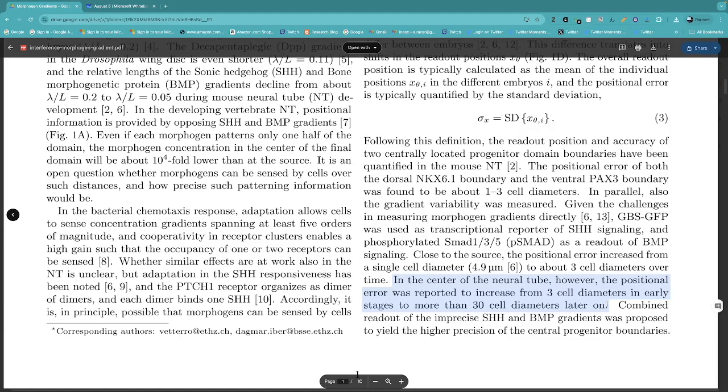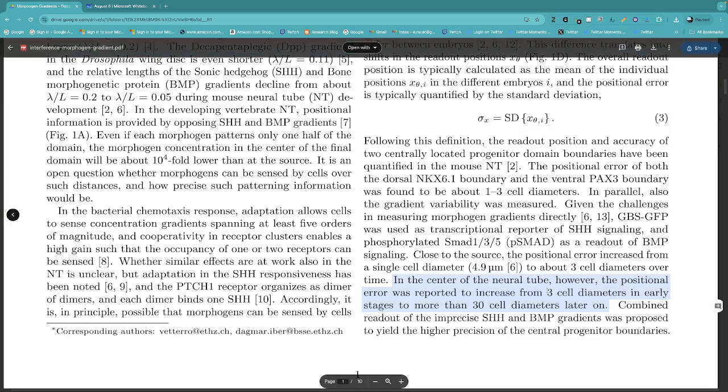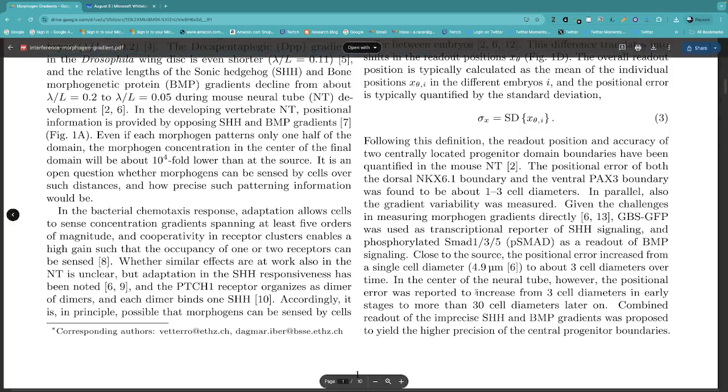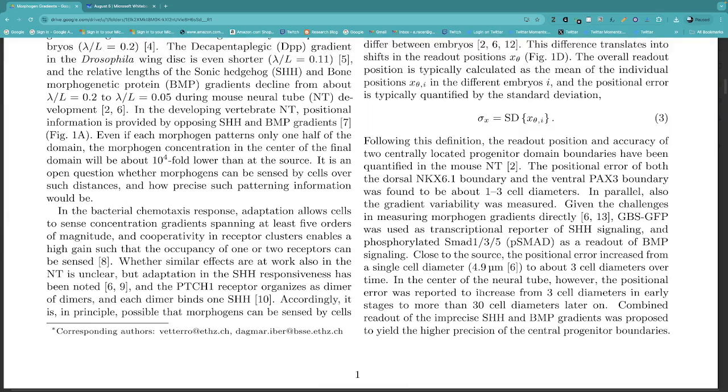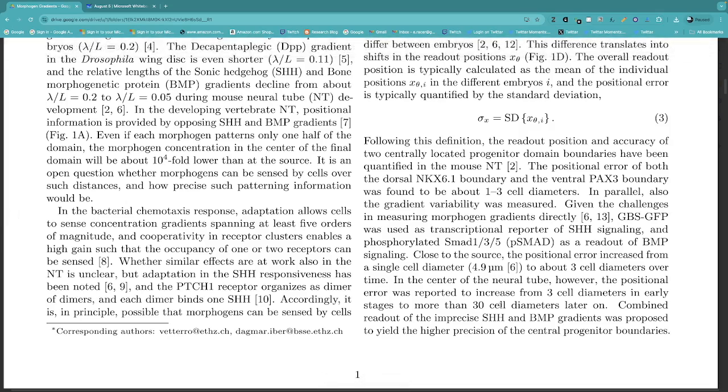You see more precision. You get these tolerances that are in the range of micrometers, or like 5 micrometers to 15 micrometers. Where it needs to be less precise, in the center of the neural tube, where it's less critical to patterning, this positional error can be greater. And so 30 cell diameters is 150 microns. So you can have much larger error where you don't necessarily need specification.